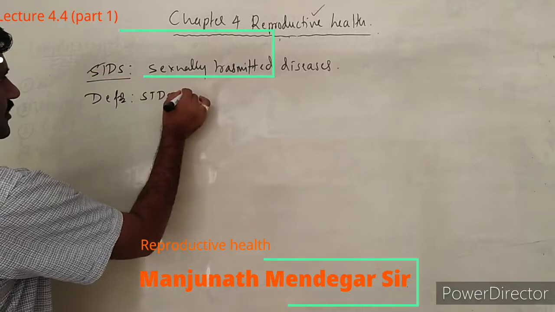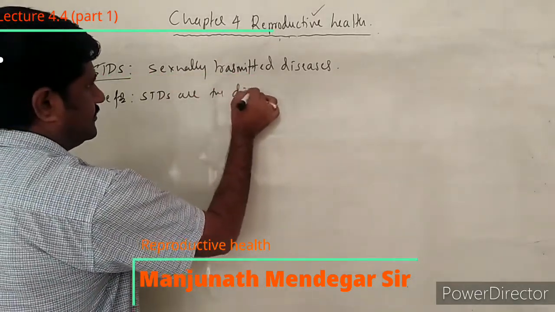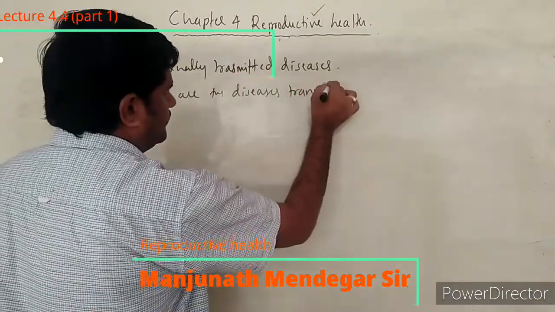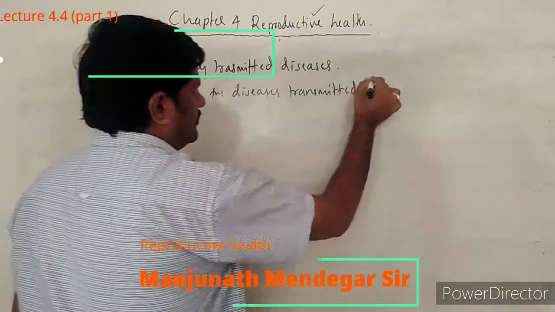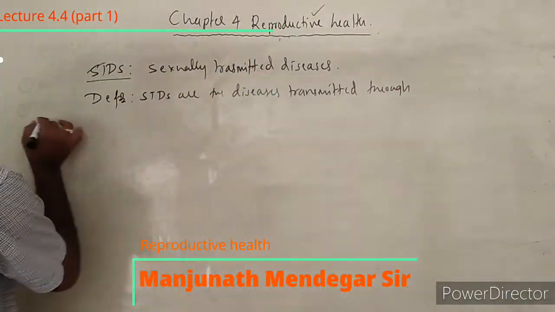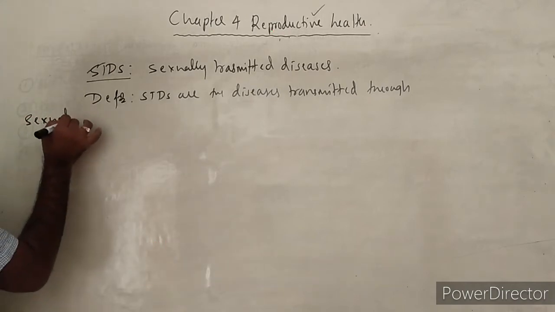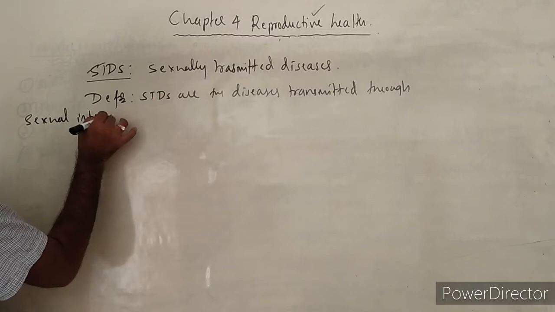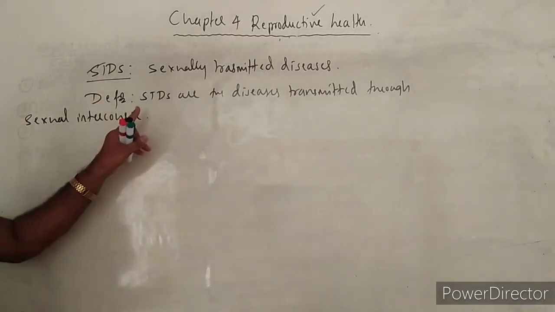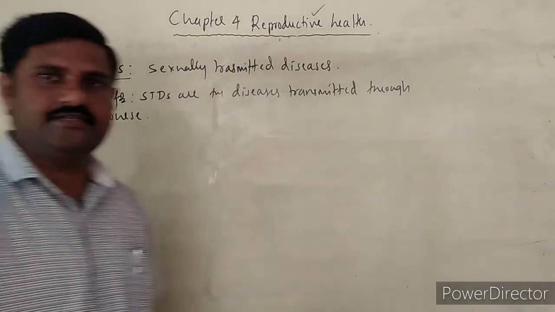STDs are the diseases transmitted through sexual intercourse, called as STDs. This is the definition of STDs.